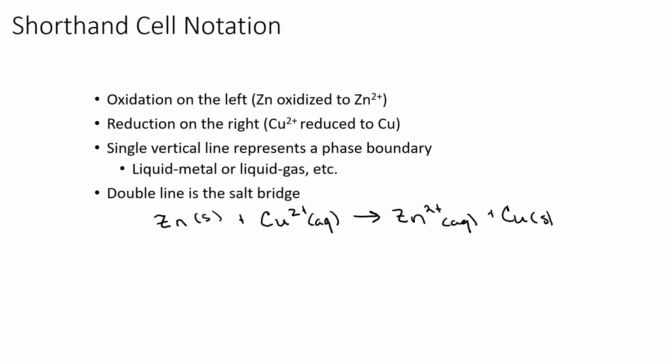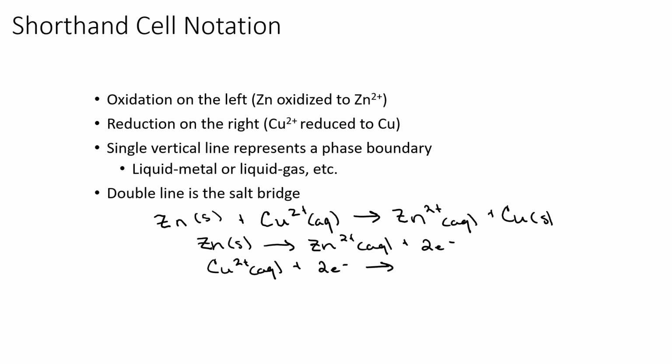All right, so remember that we could split this into two half reactions where I've got my solid zinc producing zinc 2 cations plus 2 electrons, and I've got my copper 2 plus 2 electrons producing solid copper, right? And we've got oxidation and we've got our reduction. Those are our two half steps.